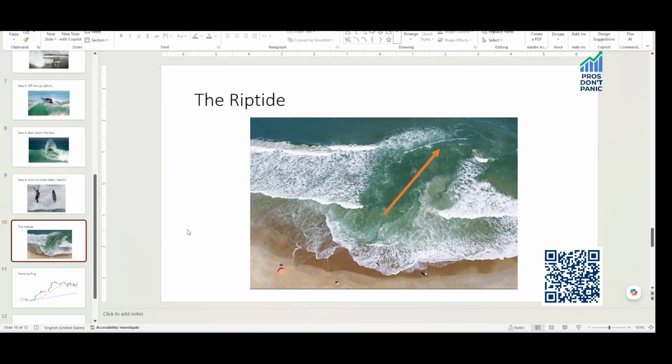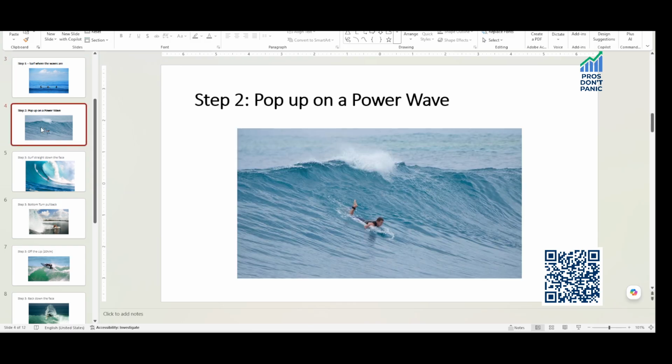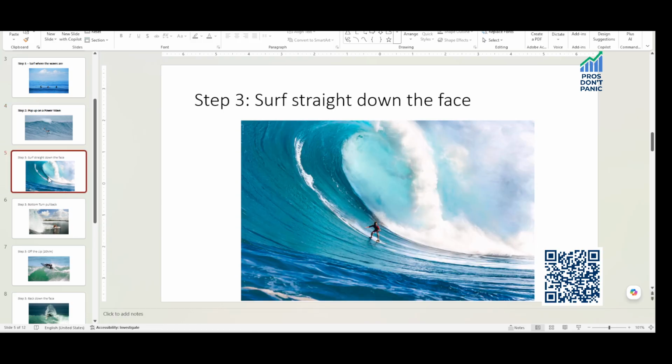What is the entry zone? This is the entry zone right here. We're sitting in the wave. We pop up on a wave, and this surfer is not even remotely interested in jumping off of his board. He wants to jump on his board and surf down the face of the wave and have fun, right? So that's where we are right here.